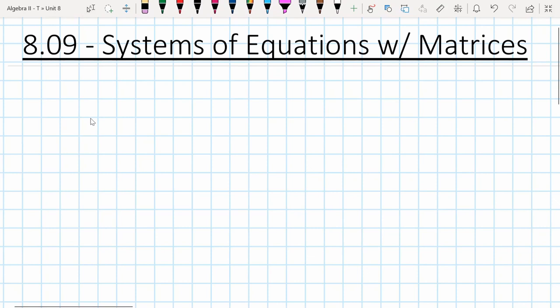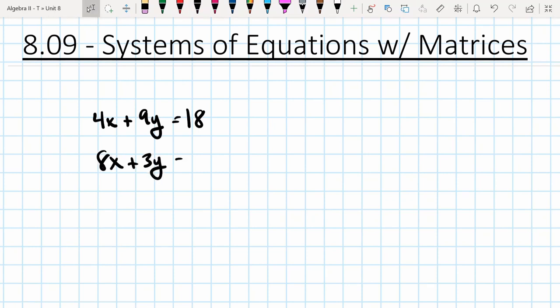So I'm going to go through two examples. One will be a 2 by 2 system of equations, two equations with two unknowns. And the second will be 3 equations with 3 unknowns. So let's start with this one. Let's say we want to solve this system of equations. There's a few different approaches that we've learned, substitution and elimination. Today we're going to talk about how to approach this with matrices.